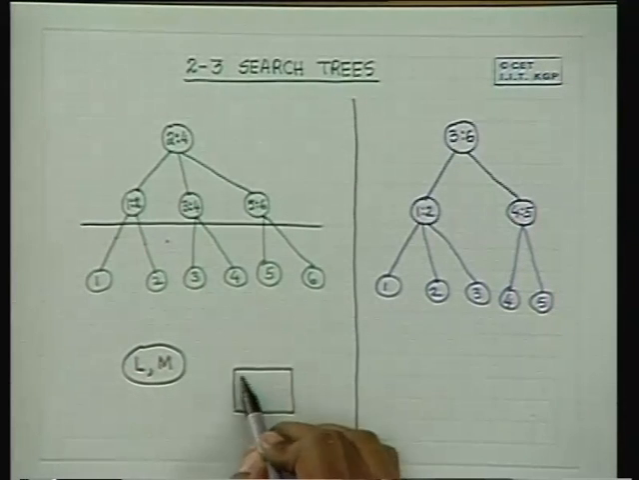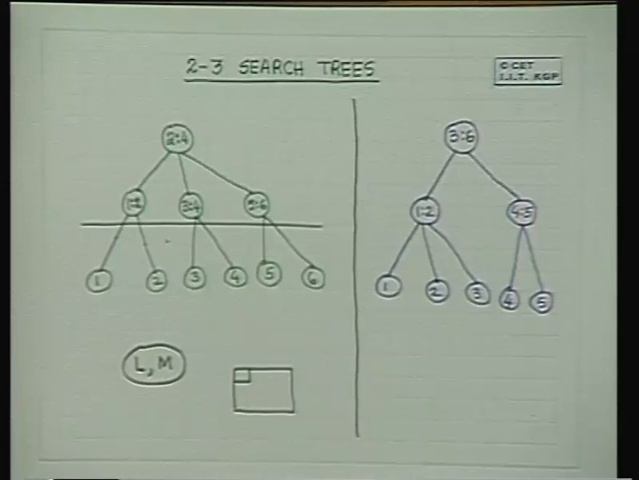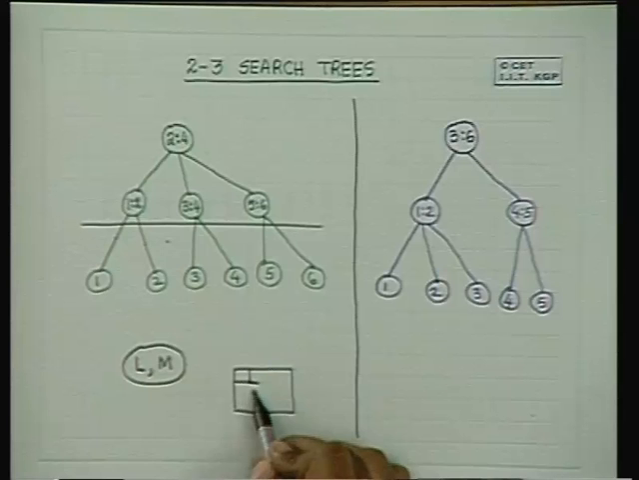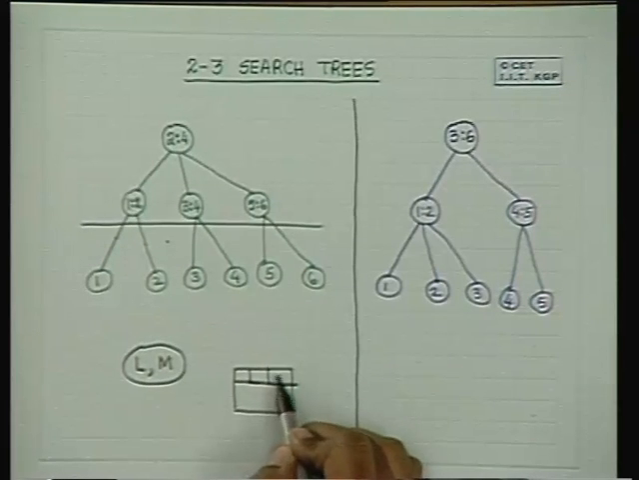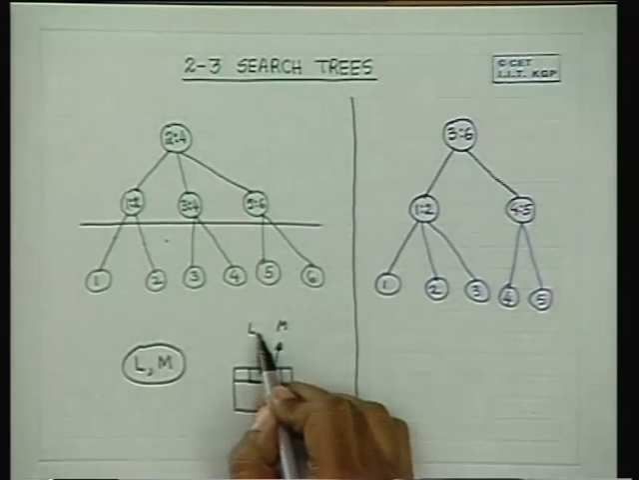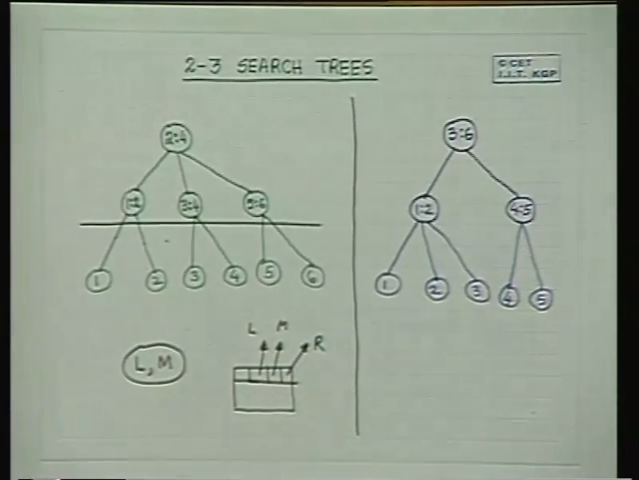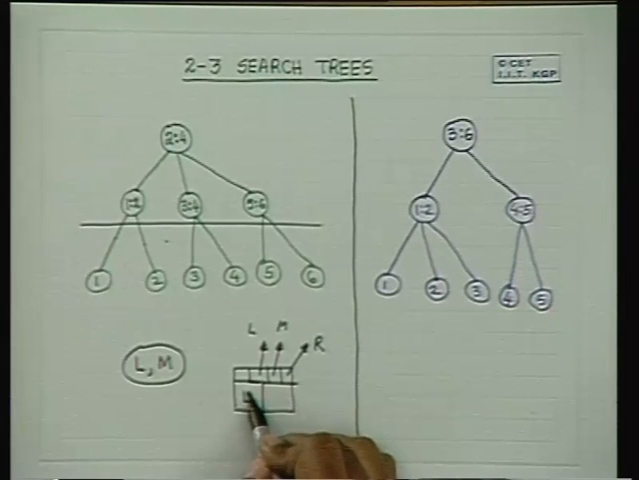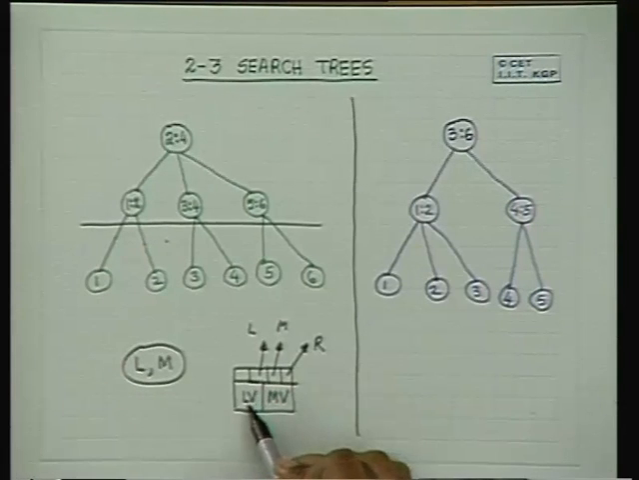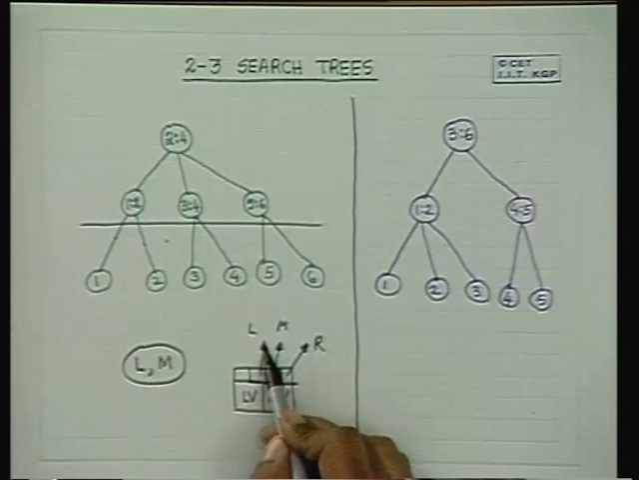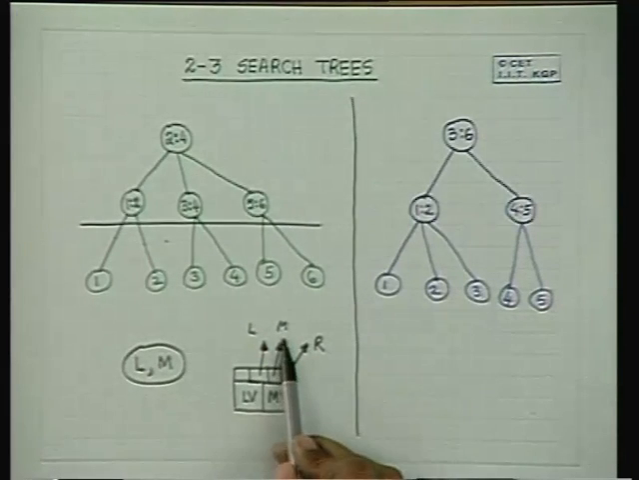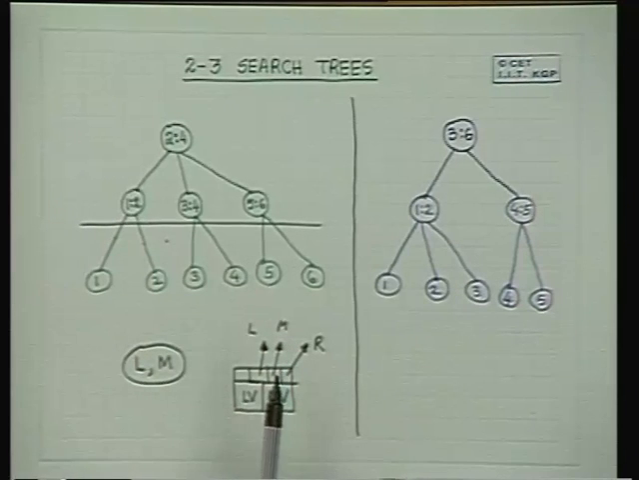Node can be leaf or non-leaf. Alright. It can be leaf or non-leaf. If it is a non-leaf, it will have 3 pointers: left, middle and right. And it will have 2 values, L value and M value. Alright. The L value is the largest element along the left pointer. The M value is the largest element along the middle pointer.